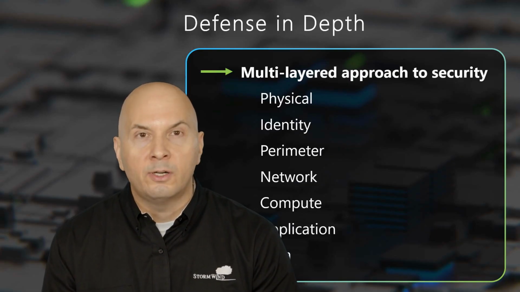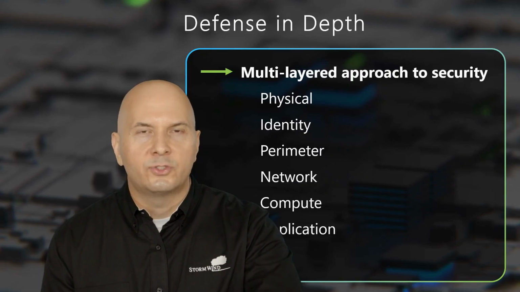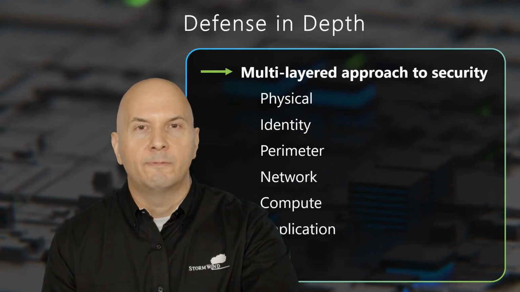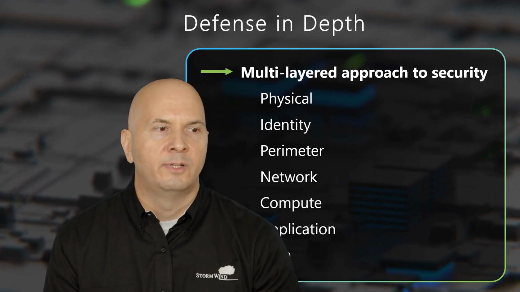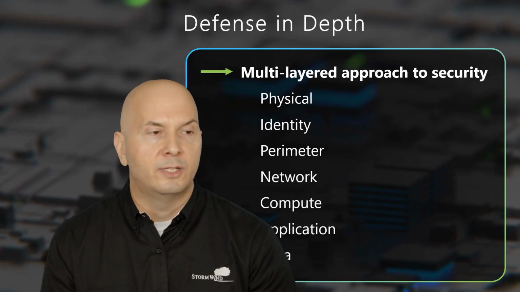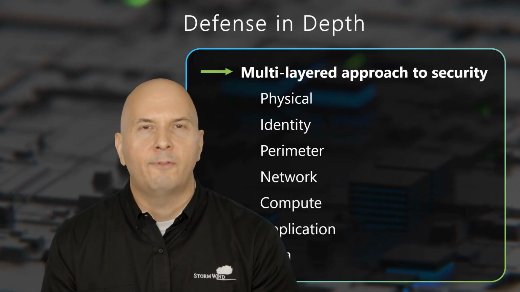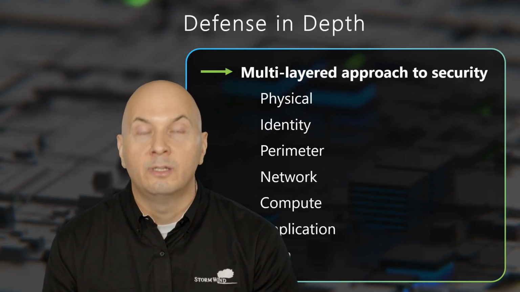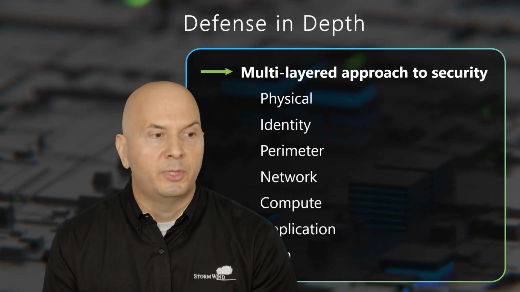We get to the perimeter. Now we're thinking about DDoS protection, right? Denial of service protection, web application filtering, blocking SQL injections, cross-site scripting, that kind of stuff. At the network layer, network security groups, managing those ports. At the compute layer, not firewall, but more like patching the operating system and making sure that there's endpoint protection on the compute service, like your virtual machine.